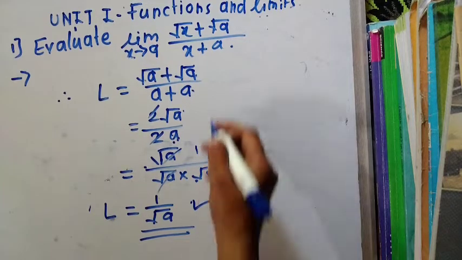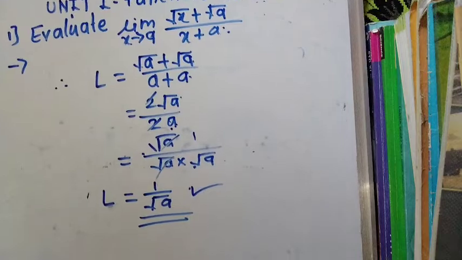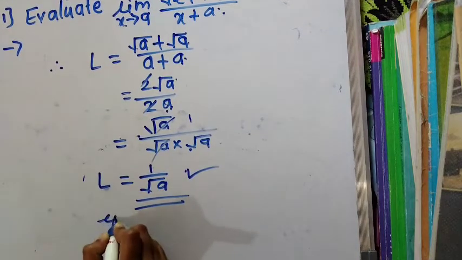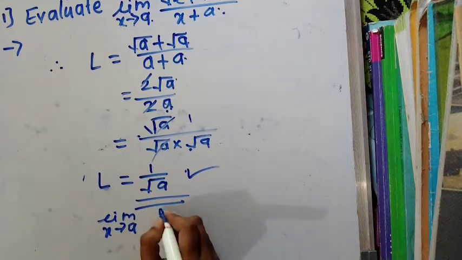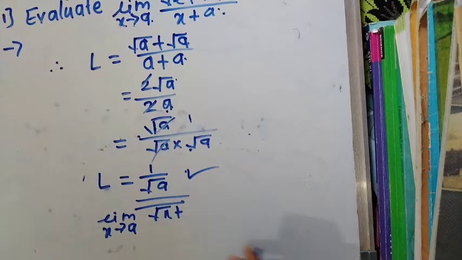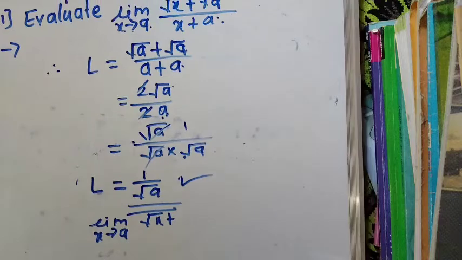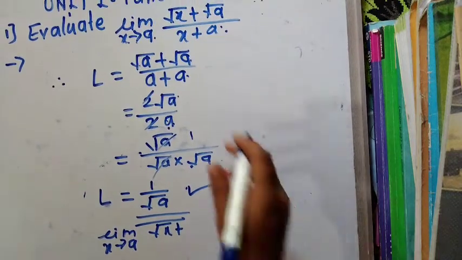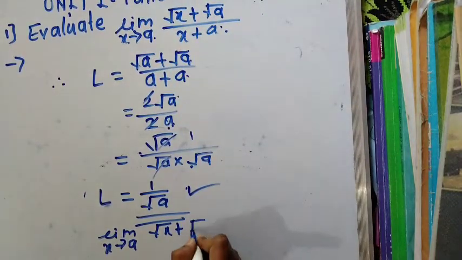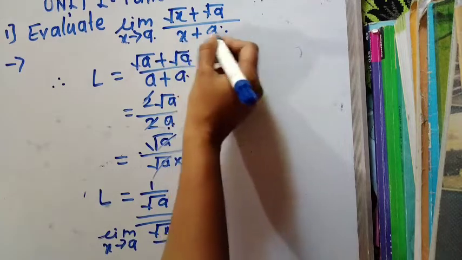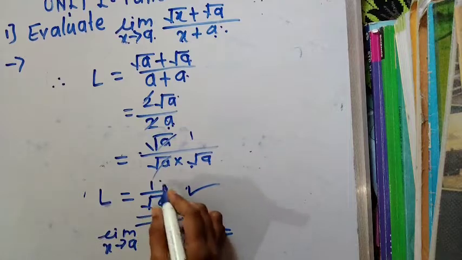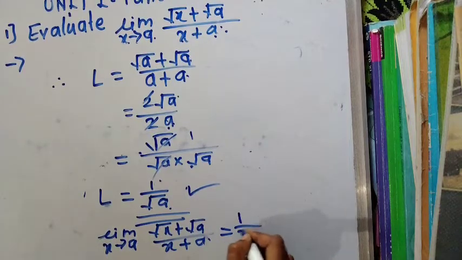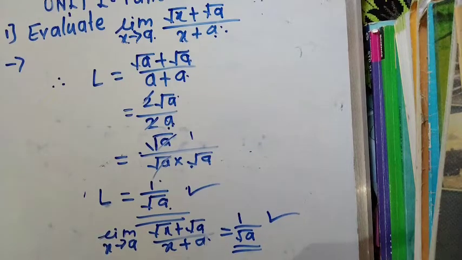So this limit, x tends to a of square root of x plus square root of a divided by x plus a, is equal to 1 divided by root a. So 1 divided by root a is the answer.